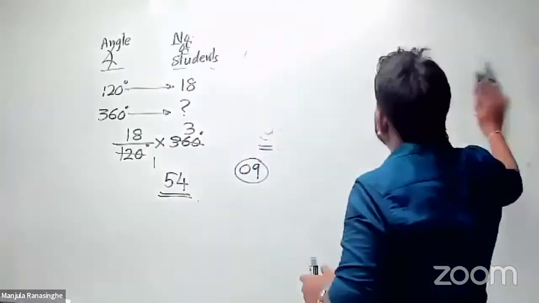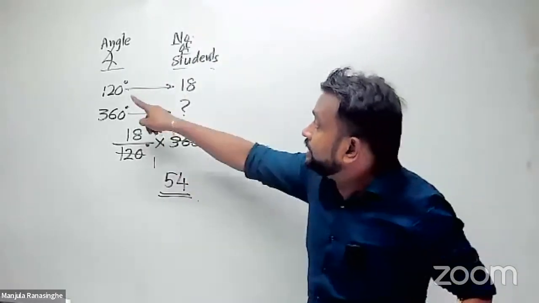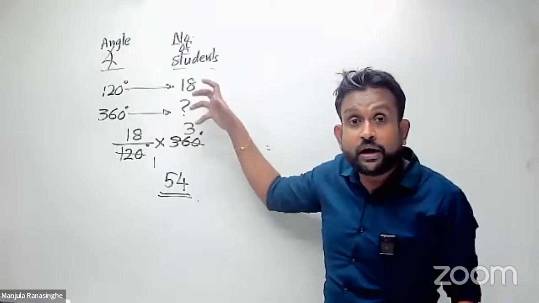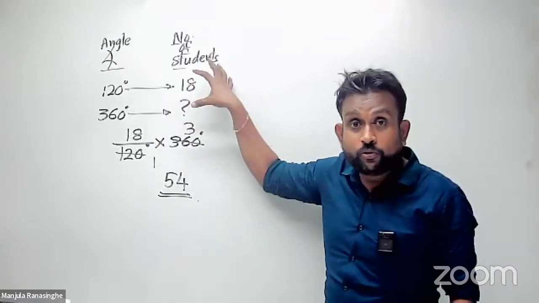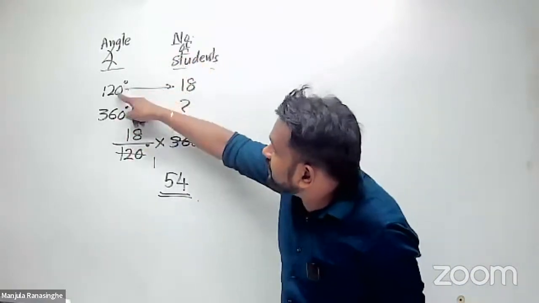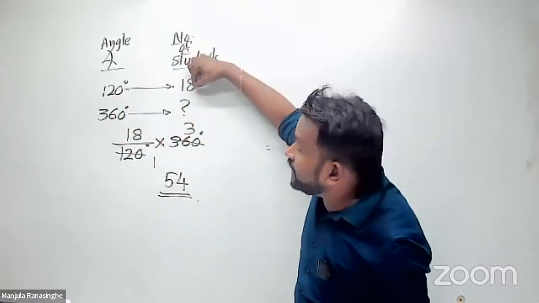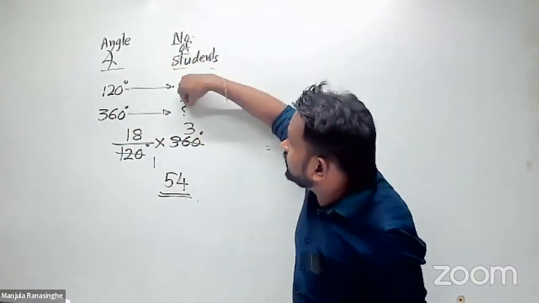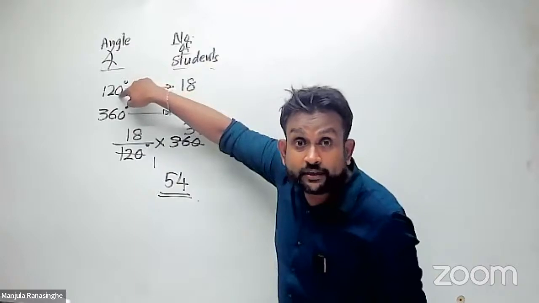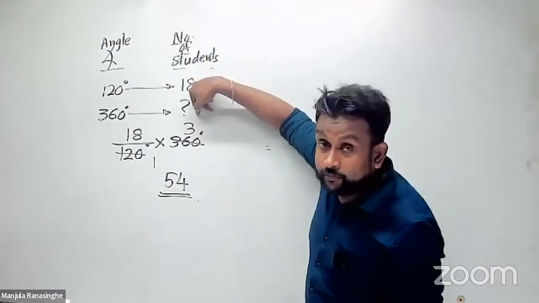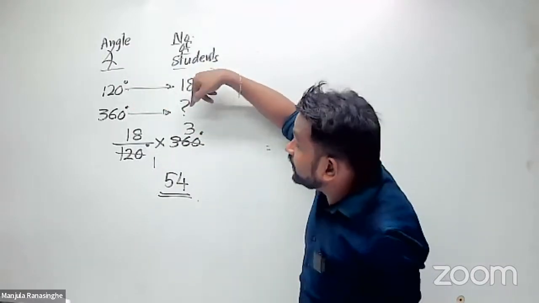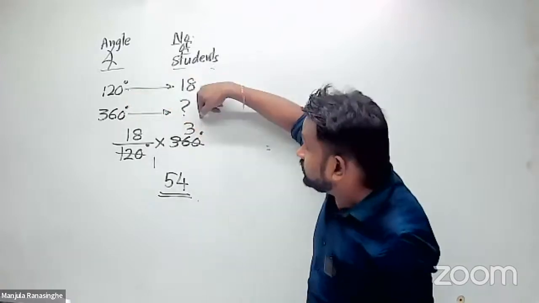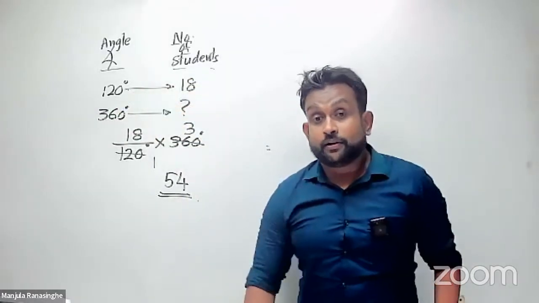Understood? Always write this relationship: angle and the certain value, number, whatever amount, then build up. Sometimes the question asks the other way, then you have to build up the ratio from here to here. If 18 is 120 degrees, then imagine persons given as 36. What is the related angle? 36 means how much?